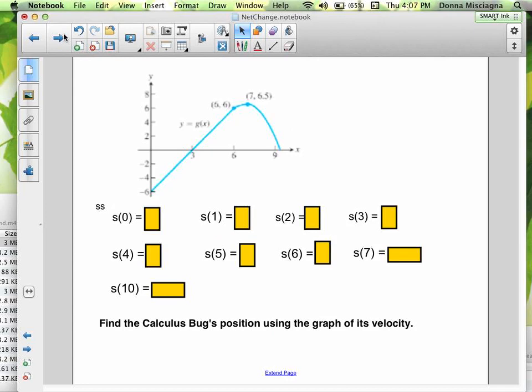What do you think is under that box? Okay, so make your guess. Write down your answer, and then I'm going to move, and then you'll see if you're right. All right. Of course, it's 0. He hasn't moved anywhere because no time's gone by. All right, how about S of 1? Where do you think the bug has traveled to at 1 second? All right, let's take a look.